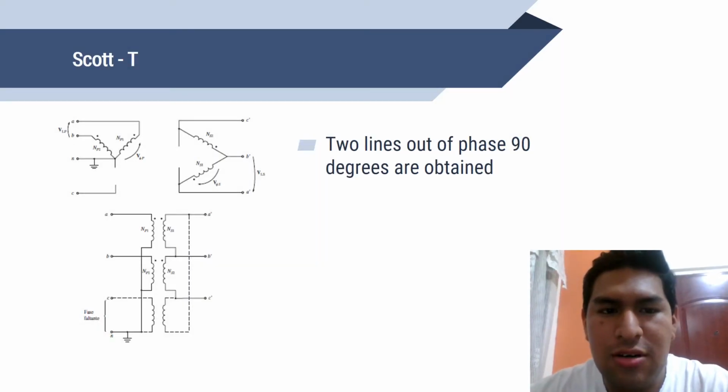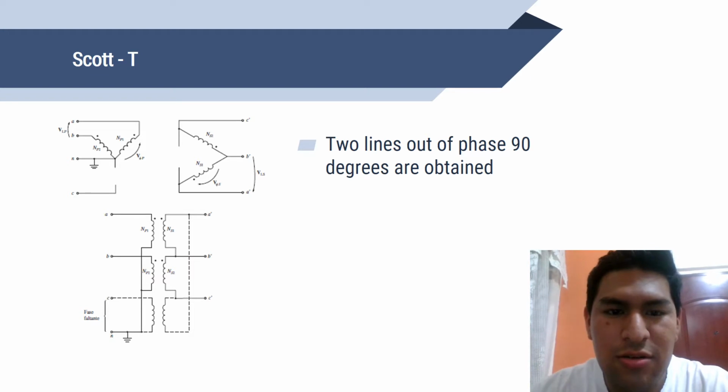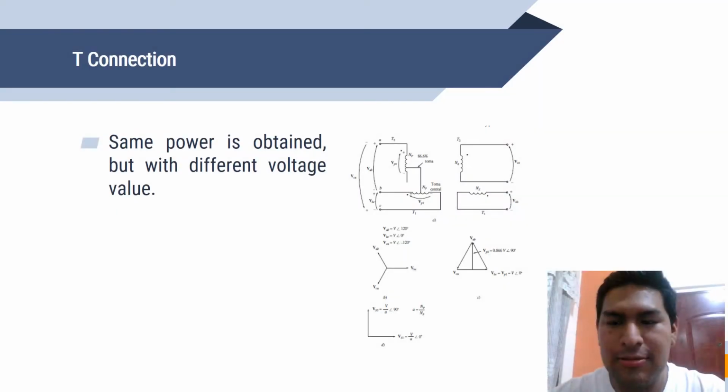It's called T connection. Two lines of phase 90 degrees are on the same. T connection. In this connection, the same power is obtained, but with a different voltage value.